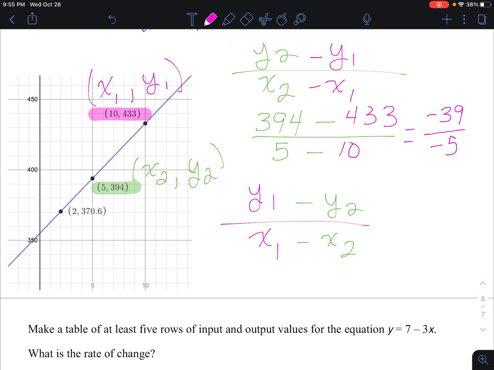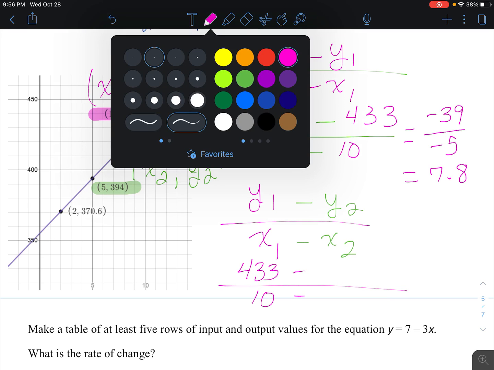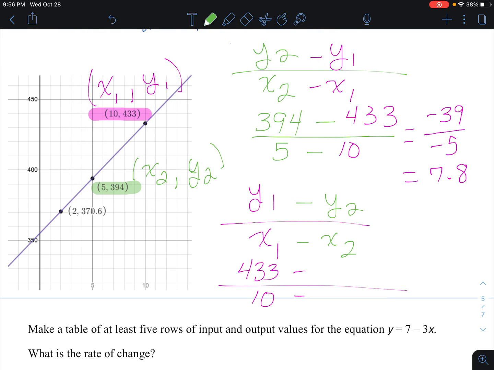Okay, and so this would be my slope, and that is equal to 7.8. Okay, so that's one way to find it. Or I could have started with my first point. So I've got the y value of my first one and the x value of my first one. And then I will subtract the y value of my second point and the x value of my second point.